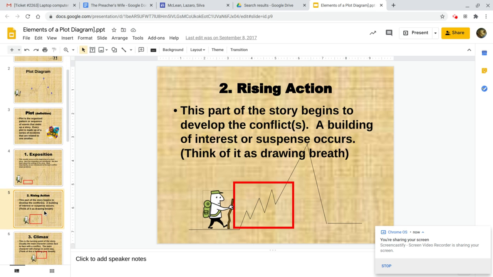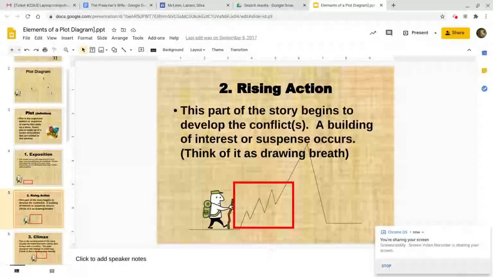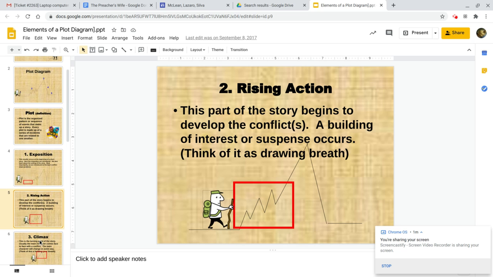Rising action. This part of the story begins to develop the conflict, being the problem in the story. In the rising action, we usually like to say that tension increases, like a rubber band being pulled to its point of breaking. And that's what the rising action is.